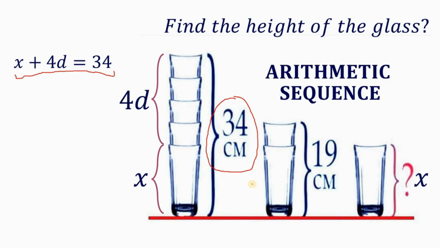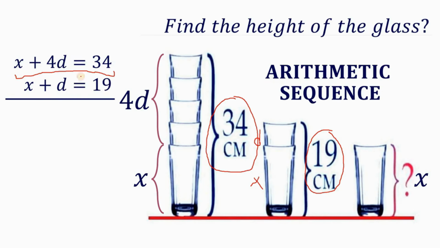Now, our second equation is by using the second stack. We know the height of this glass is x and this is d. Therefore, if we add x and d, we get a total of 19 centimeters, or x plus d equals 19. Now, we need to solve for the value of x. So to do that, we're going to subtract these two equations.